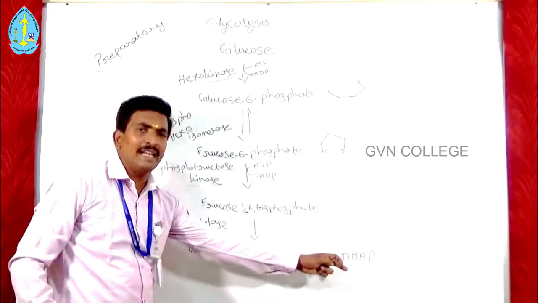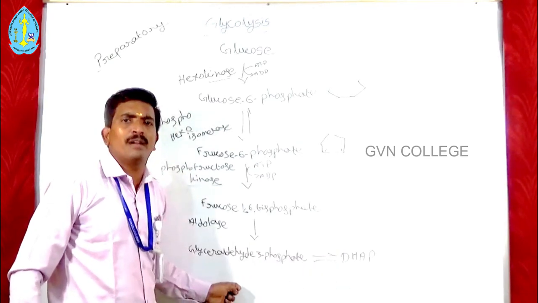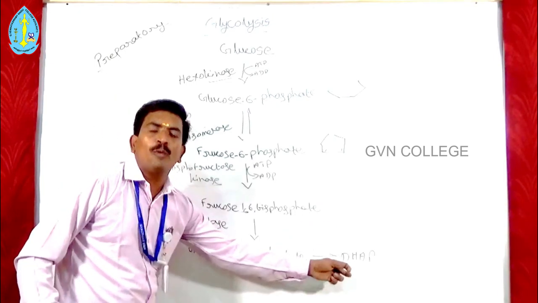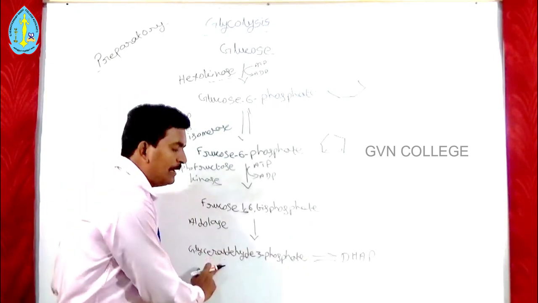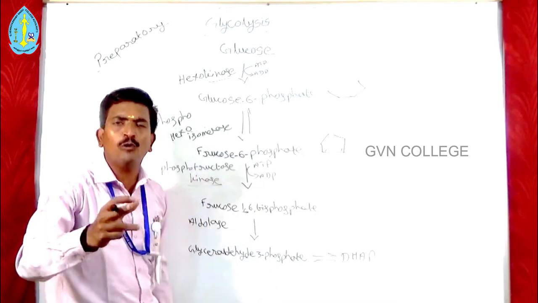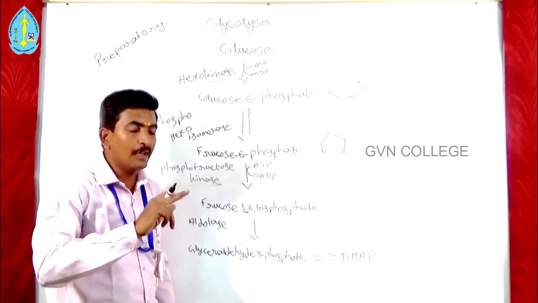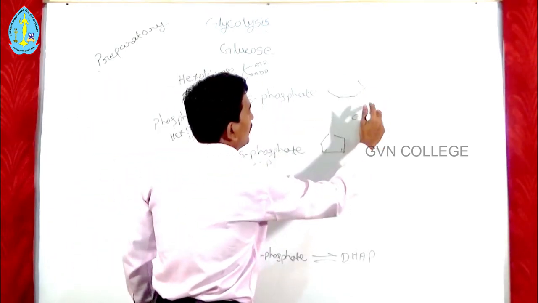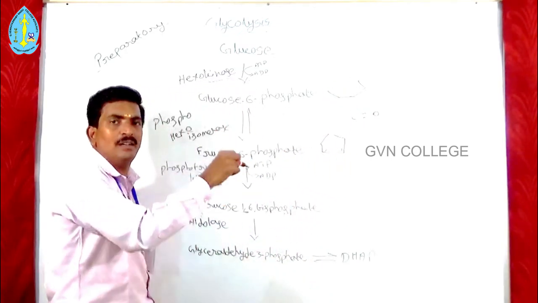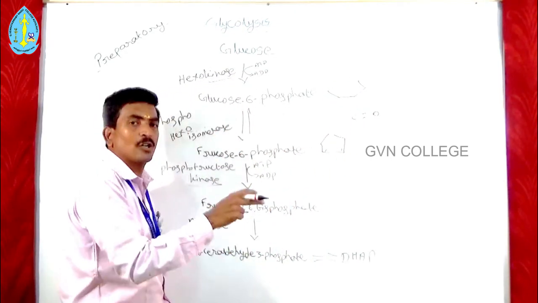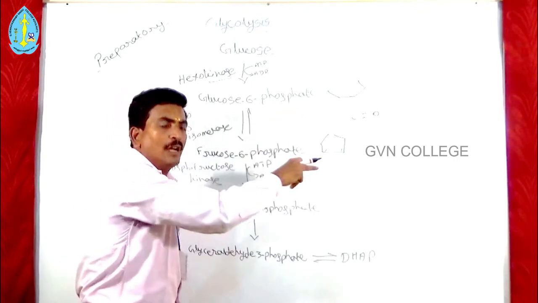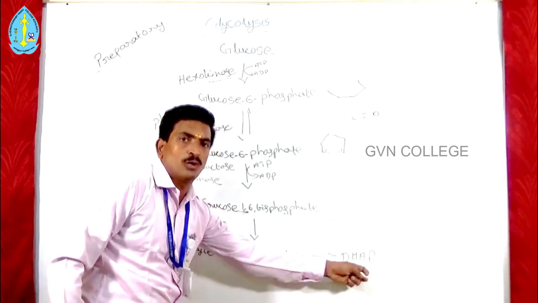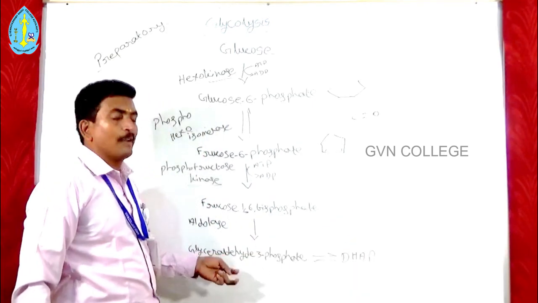What is the difference between dihydroxyacetone phosphate and glyceraldehyde 3-phosphate? Only one main difference: dihydroxyacetone phosphate is a keto sugar, and glyceraldehyde 3-phosphate is an aldose sugar. What is aldose? What is ketose? Aldose means a C double bond O, this carbonyl group, present in the first carbon atom. If it is present in the second carbon atom, it is a keto group. So dihydroxyacetone phosphate is a keto sugar, and glyceraldehyde 3-phosphate is an aldose.